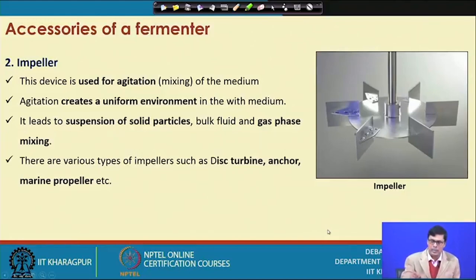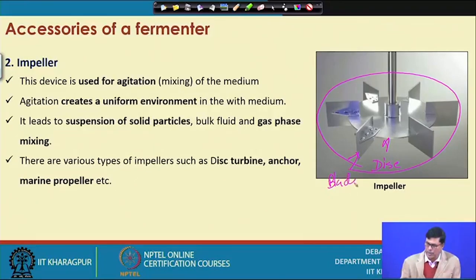Now, next, very important, that I already discussed, the impellers. This impeller looks like this, and you see that this is called the disc. This is the disc, and this is the blade, am I right? You can remember I told you this number of blades, this kind of disc we have at different heights, and this number of blades plays a very important role in the vibration of the fermenter.